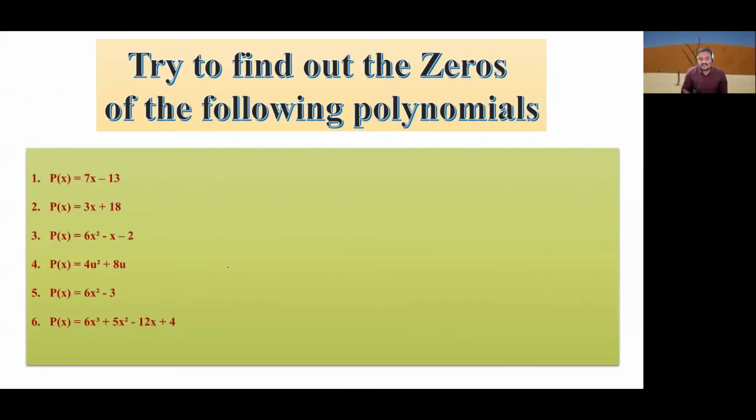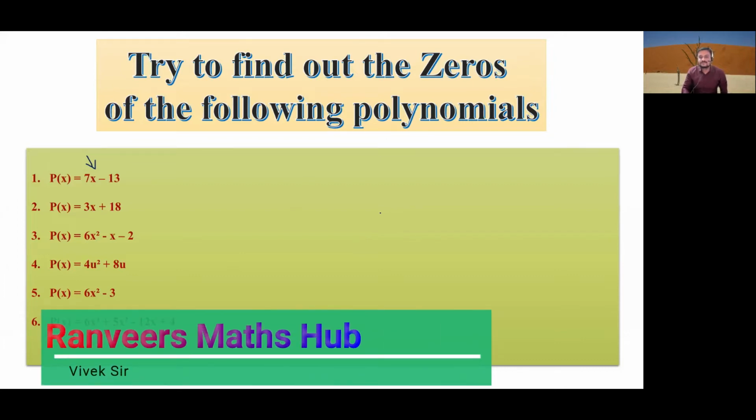Try to find out the zeros of the following polynomials. So our first polynomial is a linear polynomial. Who will tell me how to find out the zeros for this polynomial? Just raise your hand. I will unmute you from my end. Yes, Bhakti.